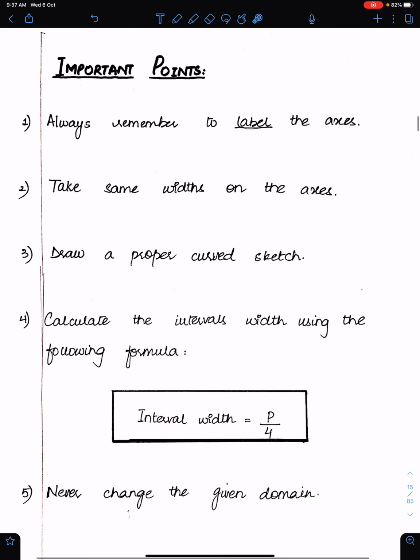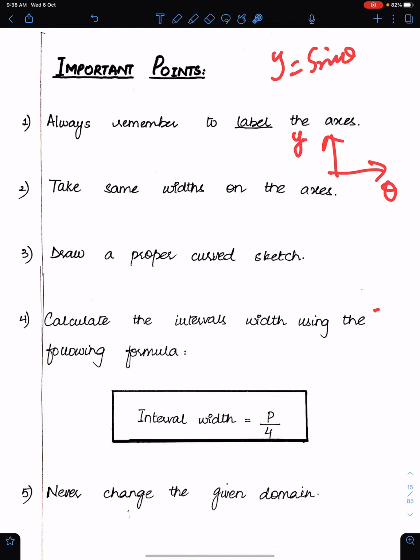Important points. Number one, always remember to label the axis. Must label x-axis and y-axis. If we have to sketch sine theta, then must label horizontal axis with theta and vertical with y. Make sure you label the axis correctly.